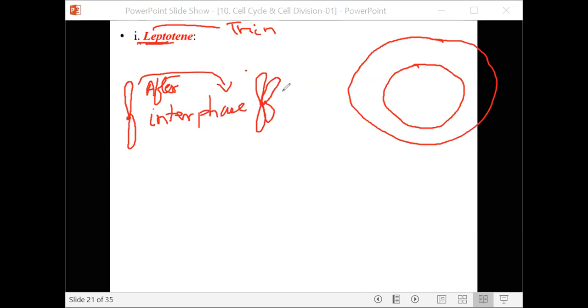In the case of leptotene, it appears very thin. Let me try to change the color. What I've drawn here looks like an X, correct? But in the case of leptotene, these two are chromatids. They appear together, not separate, and very thin. So it will be like this.